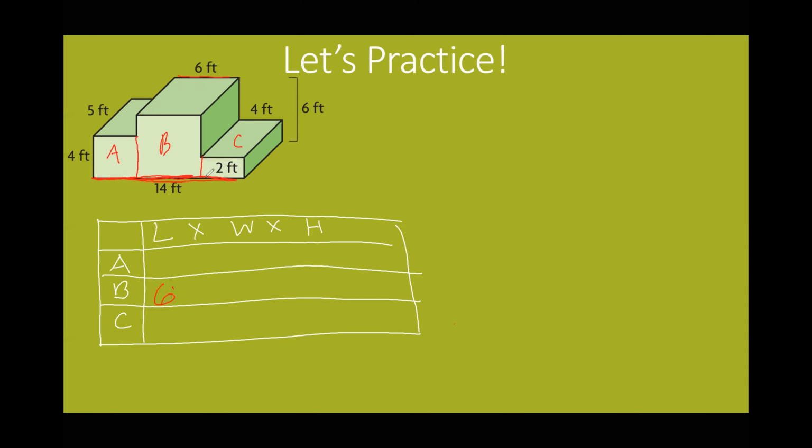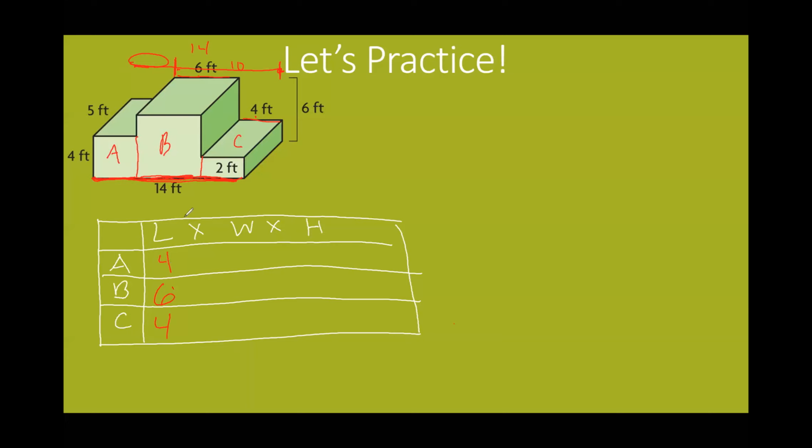Do I know the length of C? Yep, it is 4. Now look, boys and girls, if from left to right here it's 14, then that means from here to here it's also 14. And I know that from this point to this point, it's 6 plus 4, which is 10. That means this little piece has to be 4. It has to be 4, right? Because 10 plus 4 is 14.